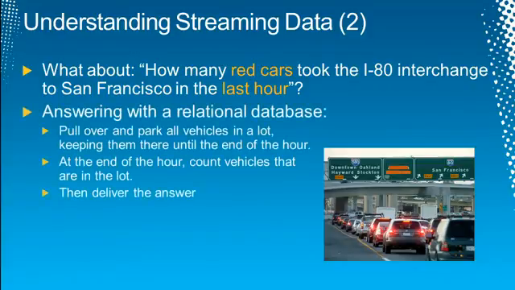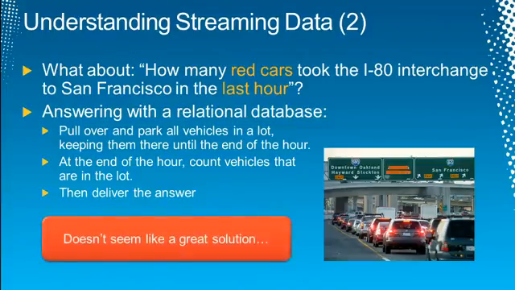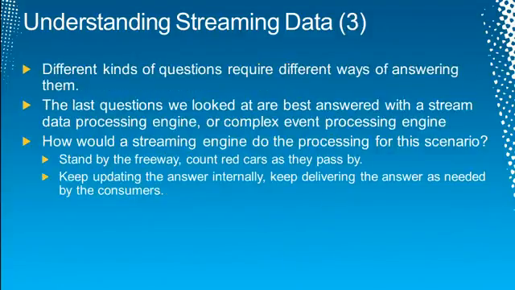If I again wanted to answer that question using a relational database system, the implementation could look like this: every car that comes by, I pull over into a parking lot and ask it to stop there until the end of the hour. By the end of the hour, I walk through my parking lot, compute my count, and return it to my users or to my application. Obviously, that's not a great approach for multiple reasons, and the most prominent one is that the drivers wouldn't be happy to be stuck in a parking lot until you've done your counting. So what would be a better way to answer this question?